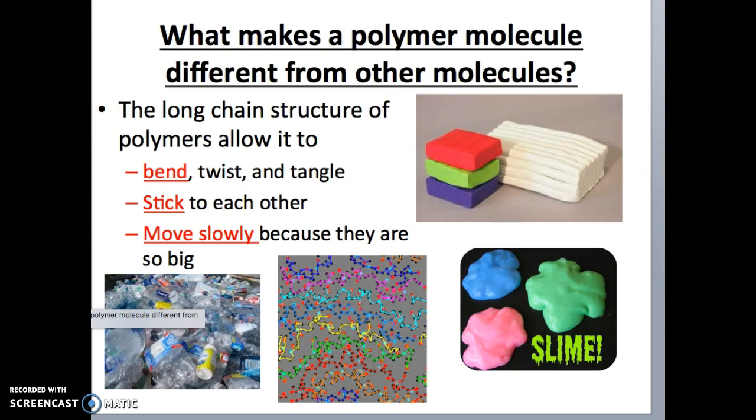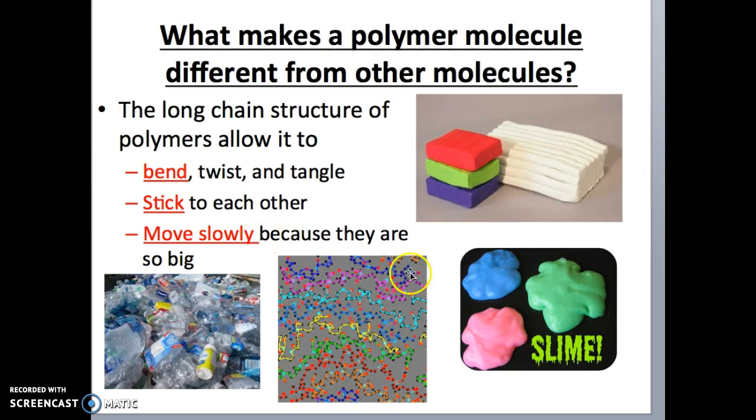So what makes polymer molecules different from other types of molecules? These are very special types of molecules. A polymer is usually a very large molecule. It's a long chain. And because they're so huge, as you can see in this picture, the structure of this large molecule allows the material to bend, twist, and tangle. It allows them to stick to each other. And because they're so huge, the molecules move very slowly.